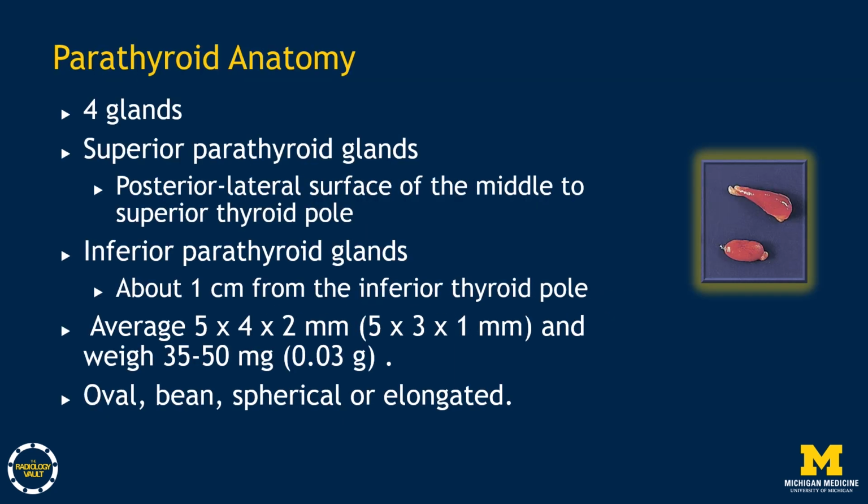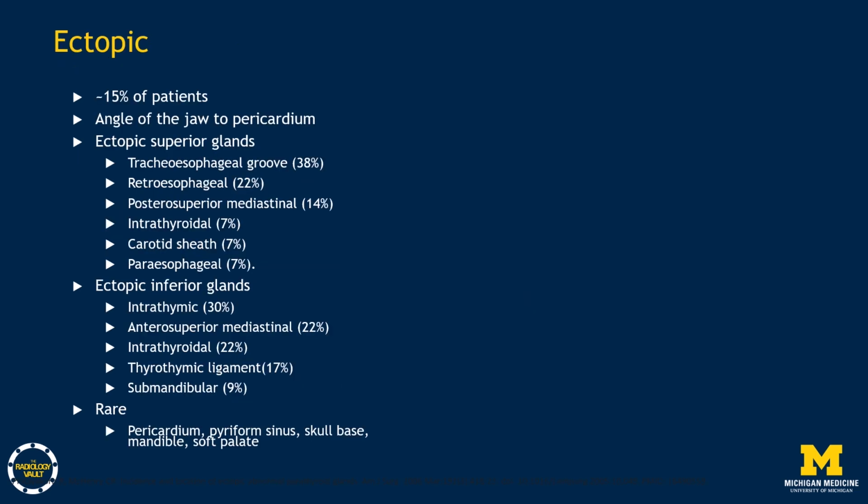Usually patients have 4 parathyroid glands in fairly symmetric positioning. The superior parathyroid glands are located in the posterolateral surface of the middle to superior thyroid pole, and the inferior parathyroid glands are located about 1 centimeter from the inferior thyroid pole. On average, these glands measure 5 by 4 by 2 millimeters and weigh about 35 to 50 milligrams. They tend to be oval, bean, or spherically shaped, or kind of elongated.